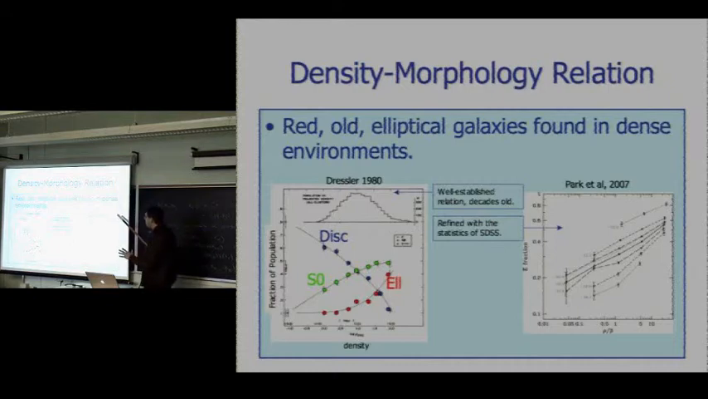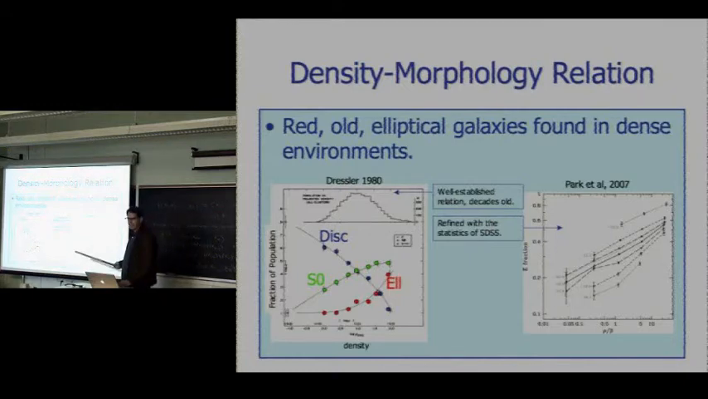And so this has now been refined with extra statistics from the Sloan Digital Sky Survey. Here are new results of the same thing from Changbom Park and collaborators. This is now the early type fraction as a function of environment on the x-axis. So here's the mean density here. Each one of the lines is a different luminosity bin, and they're all parallel. And what they're concluding here is that the morphology-density relation extends over all environments, even the low density regimes, for all galaxies.